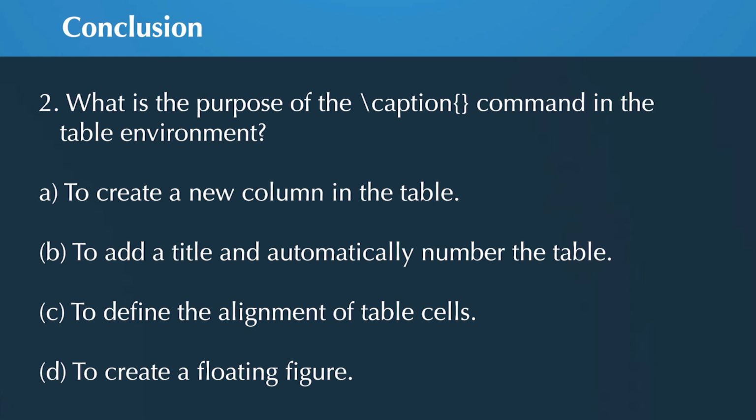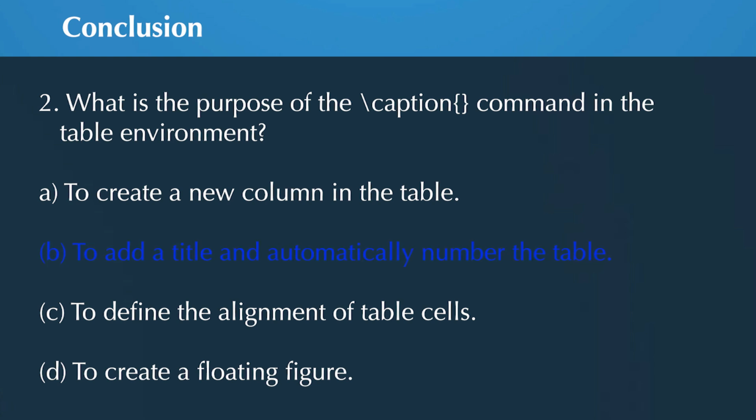The next question is, what is the purpose of the caption command in the table environment? Option A, to create a new column in the table. Option B, to add a title and automatically number the table. Option C, to define the alignment of the table cell. Option D, to create a floating figure. Obviously, the correct answer is to add a title and automatically number the table.